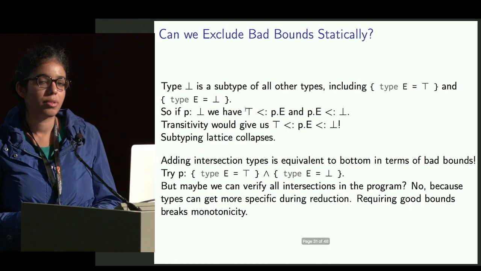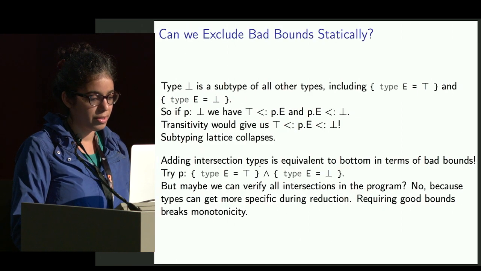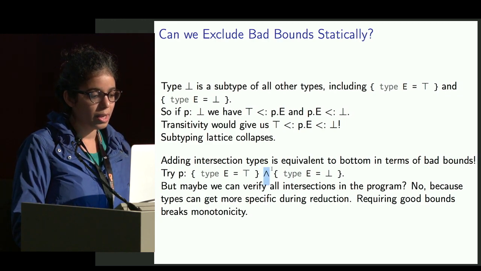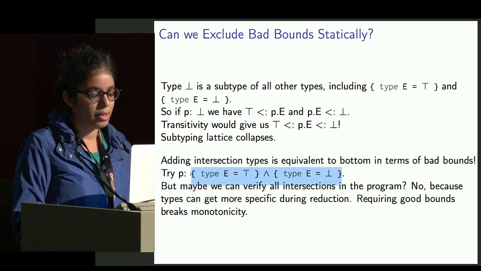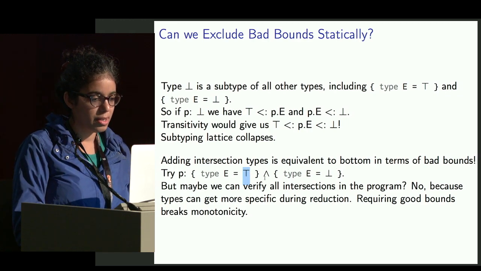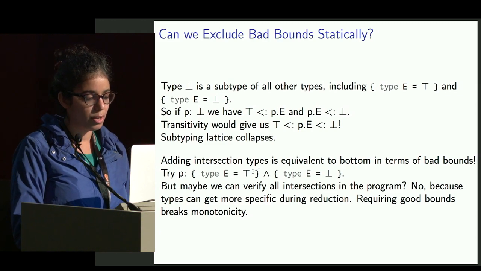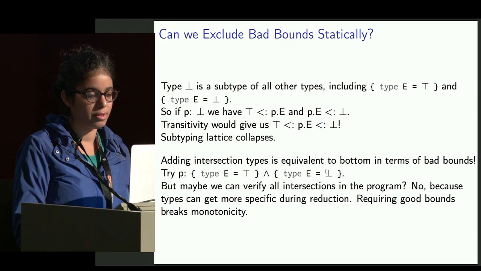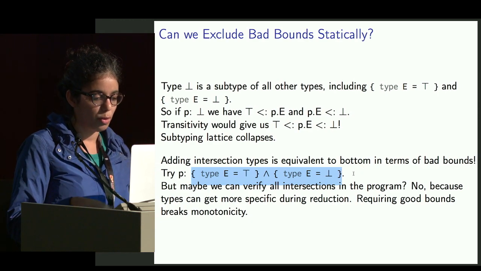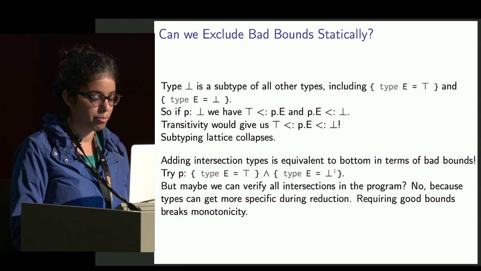One question is, can we exclude them statically? Because we also want to have intersection types, it's not really possible. If you look at this type, in some sense it means that you can choose whether you want bottom or top as the upper or lower bound. One way to think about it is that the lower bound takes the union and the upper bound takes the intersection. So just by having this, it would be similar to having a lower bound of top and an upper bound of bottom. So it would also collapse.